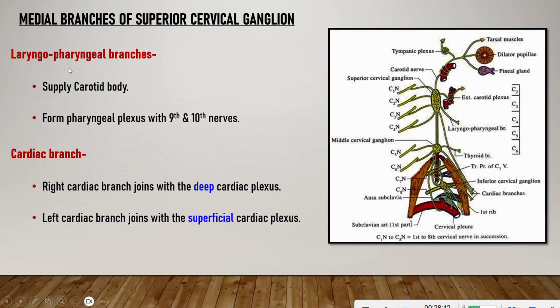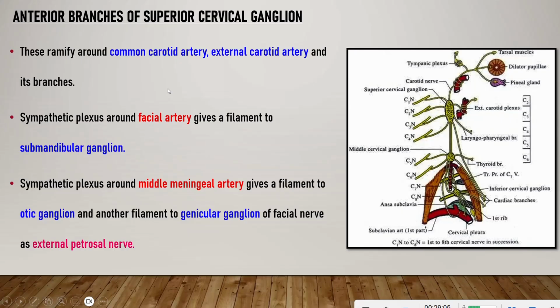There is a laryngopharyngeal branch, which supplies the carotid body and forms the pharyngeal plexus along with the 9th and 10th cranial nerves. Then there are cardiac branches. These are the medial branches of the superior cervical ganglion. The right cardiac branch joins the deep cardiac plexus and the left cardiac branch joins the superficial cardiac plexus. Then see the anterior branch. The anterior branch of the superior cervical ganglion ramifies around the common carotid artery, external carotid artery and its branches. You would have seen all those parasympathetic ganglia.